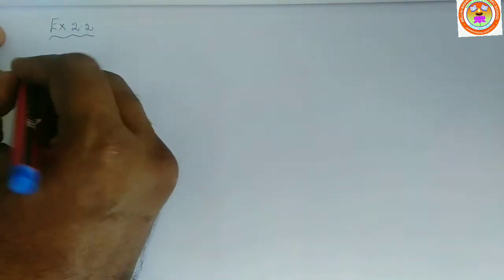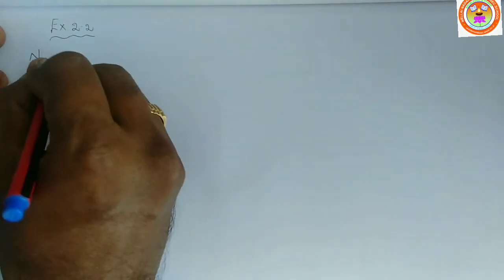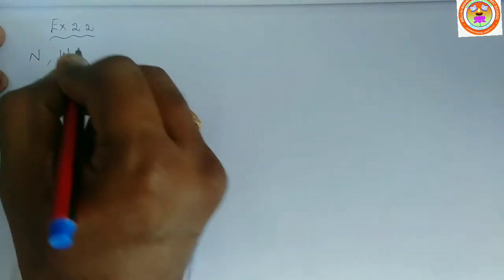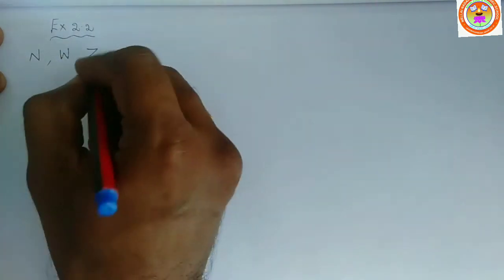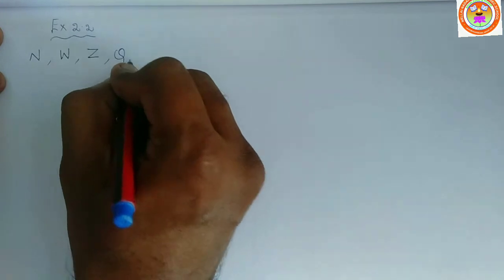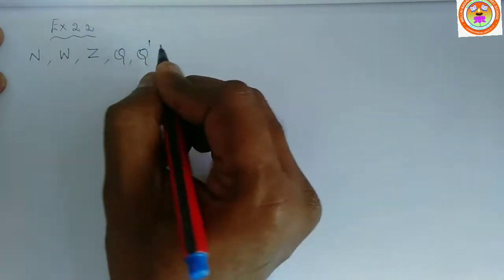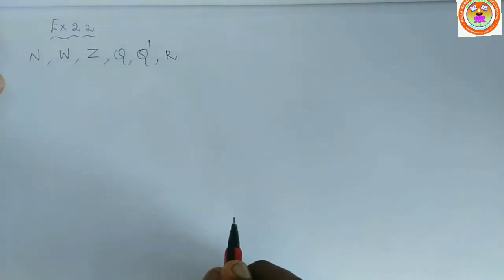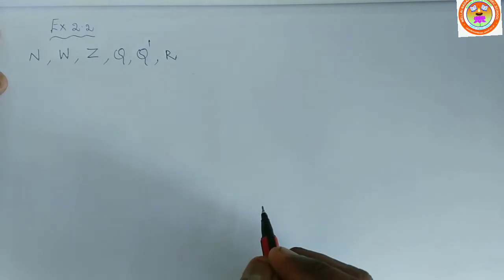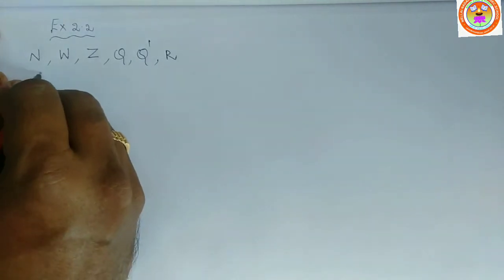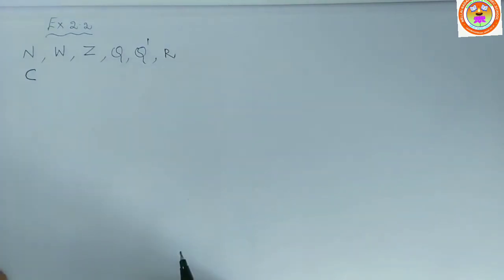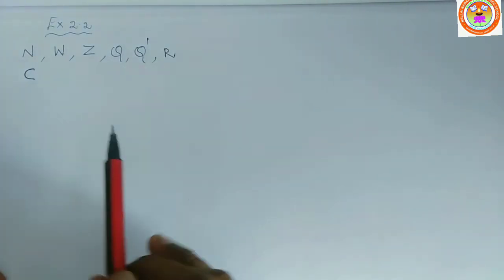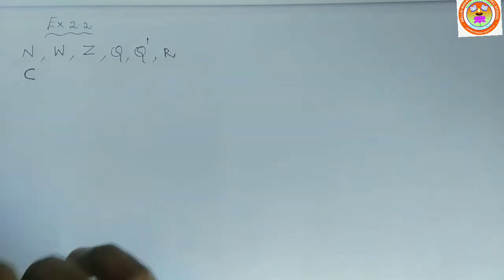The first introduction is that natural numbers are indicated as N. Whole numbers are indicated as W. Integers are indicated as Z. Rational numbers are indicated as Q. Irrational numbers are indicated as Q dash. Real numbers are indicated as R. So how will the complex numbers be indicated? Nothing but C, that's all. C is nothing but complex numbers. This is the first indication of how to introduce the complex number.